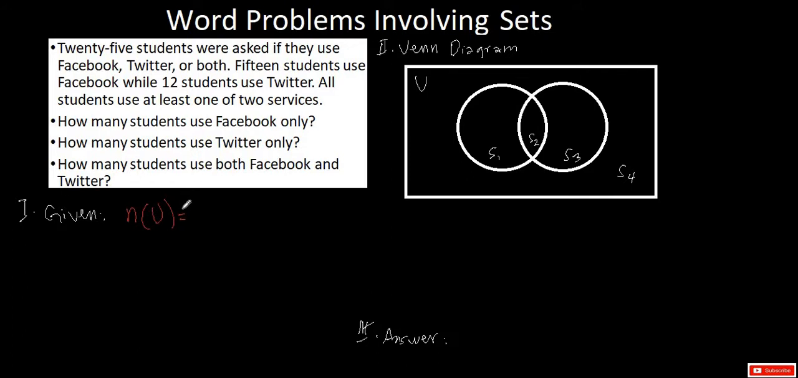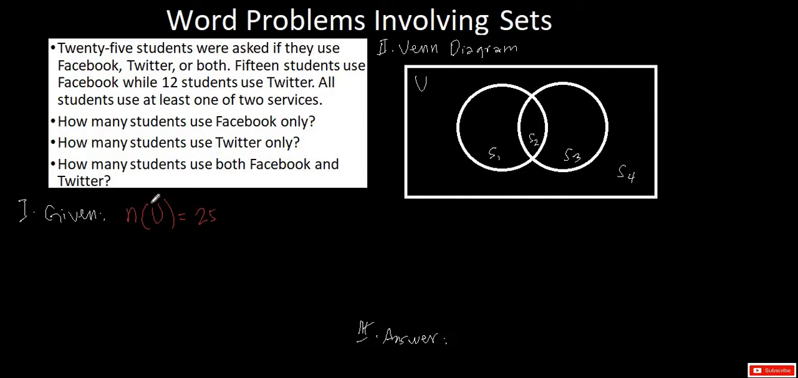So how many elements are there given in the universal set? Let's find out what is our universal set in the problem. Okay, so the set of 25 students is our universal set. So therefore, the cardinality of the universal set is 25.